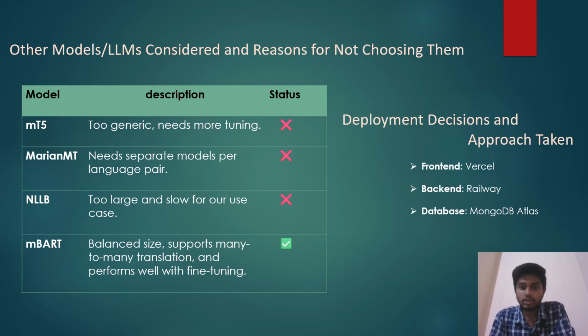So next, the deployment decision and approach taken. For the front end we are using Vercel to deploy, and for the back end we are using Railway. For the database we are using MongoDB Atlas. By producing a URL, anybody can use this application for English to Telugu language translation. These are the deployments: Vercel, Railway and MongoDB Atlas for the front end, back end and database.